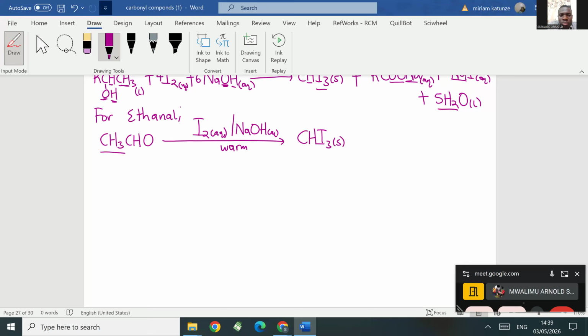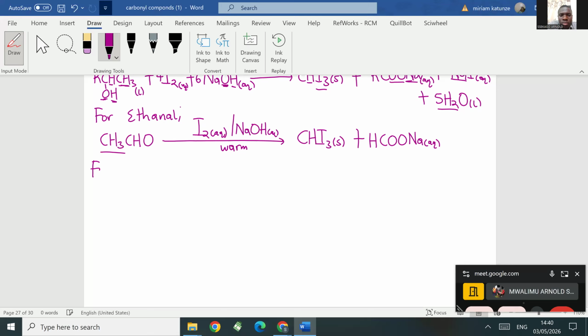So what are we left with? We are left with CH. So CH is oxidized to HCOONa, sodium methanoate. There are other minor products of sodium iodide and the water is there.